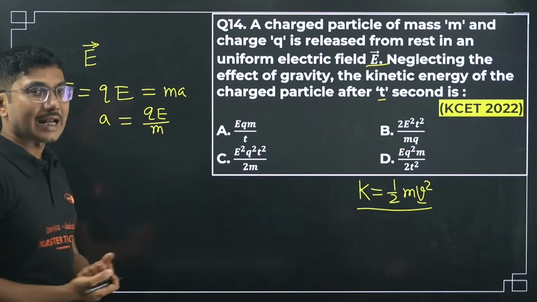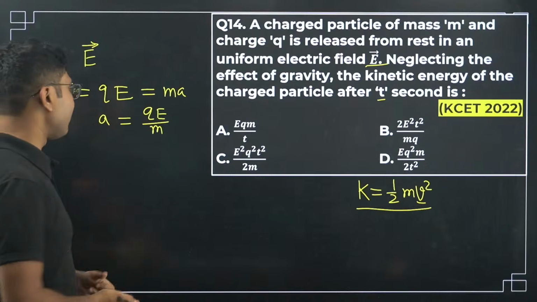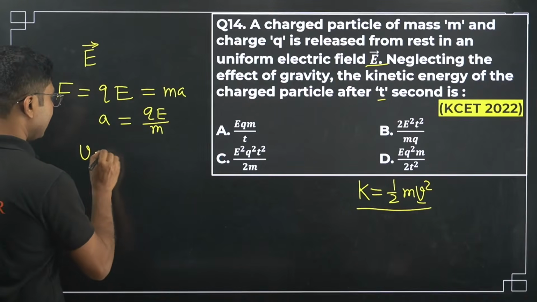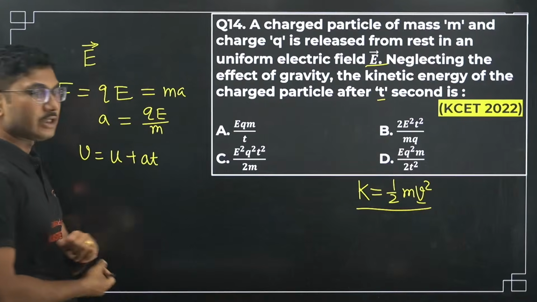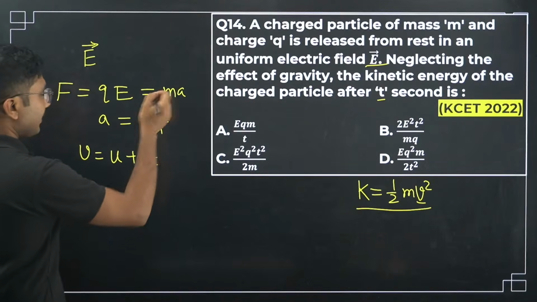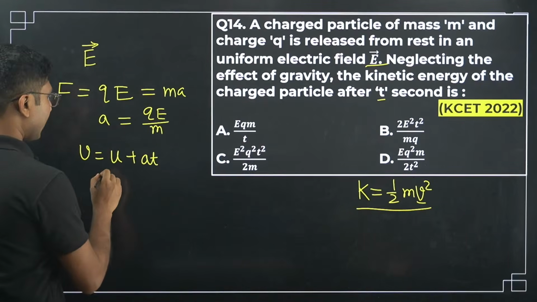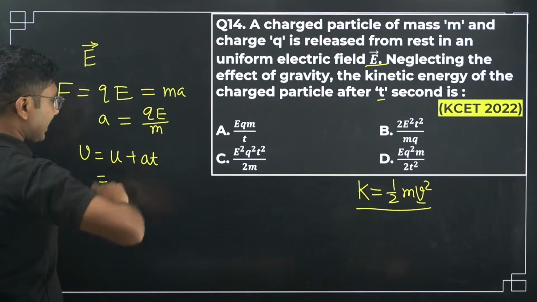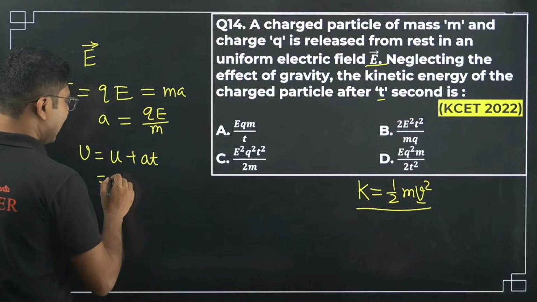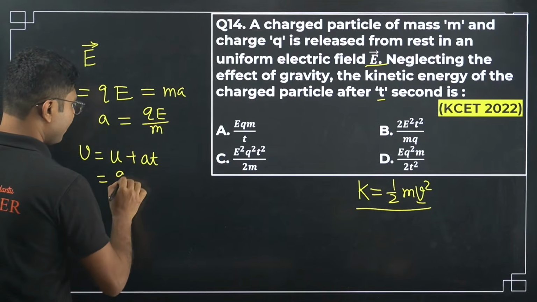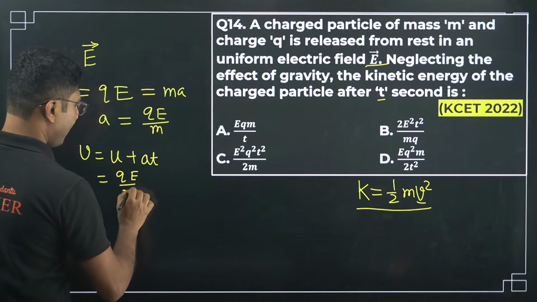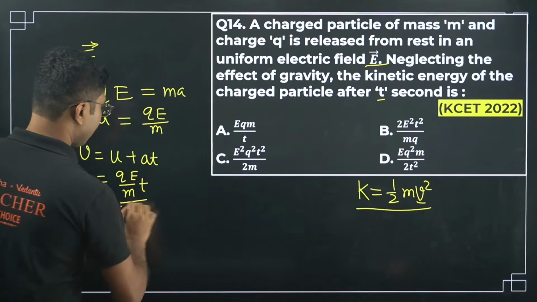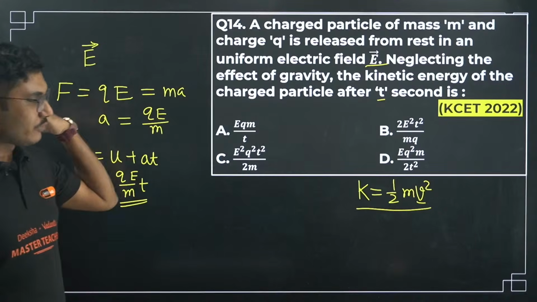So acceleration is calculated. Now how can we calculate velocity? V equals U plus at. A lot of motion equations are involved in this case, even Newton's second law and work energy. Even though the question is easy, you need to know how to solve it. So QE by m into t is the velocity that we are looking for.